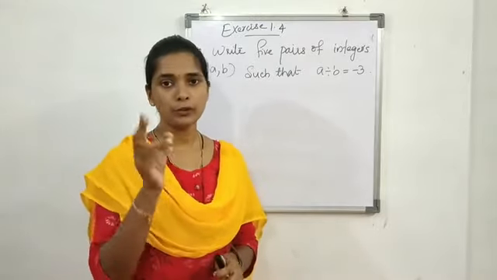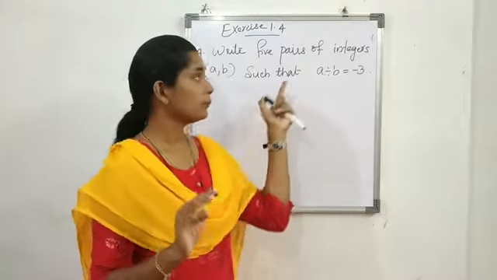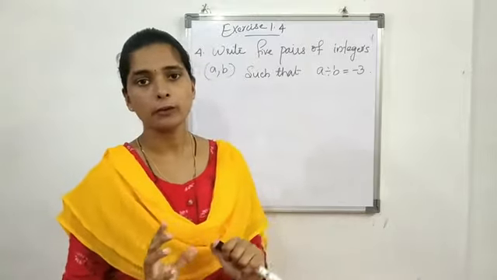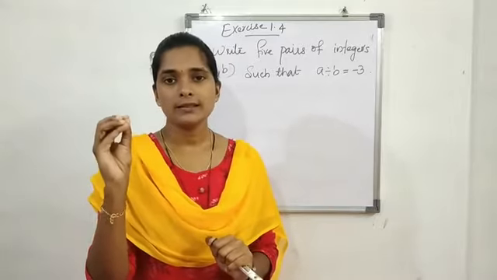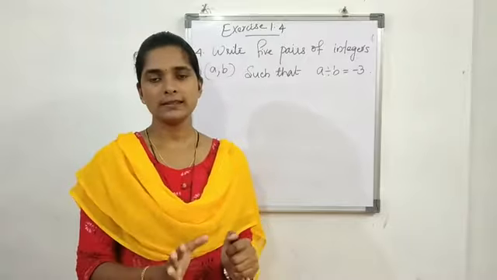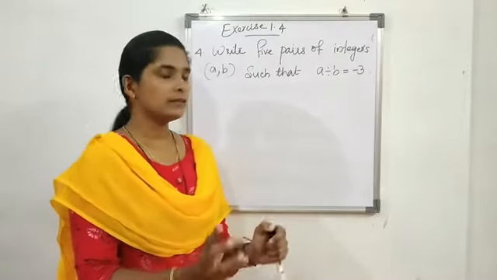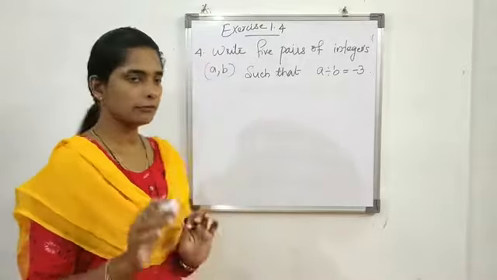Second, we have to find 5 pairs of integers such that if we divide them, we will get the answer -3. Okay, just leave that minus sign. We have to find the integers that, when we divide them, give the answer 3. First we have to find that.